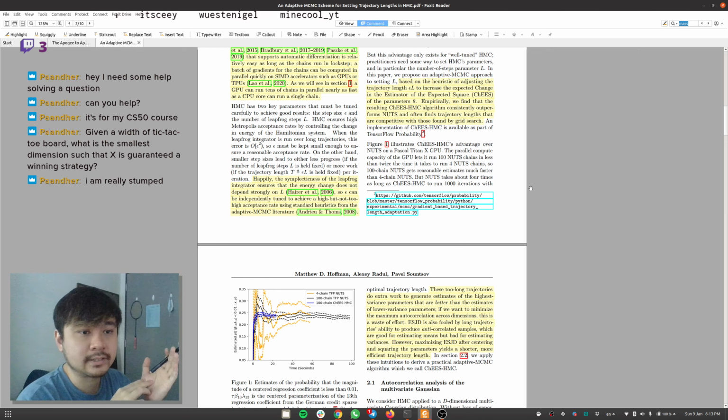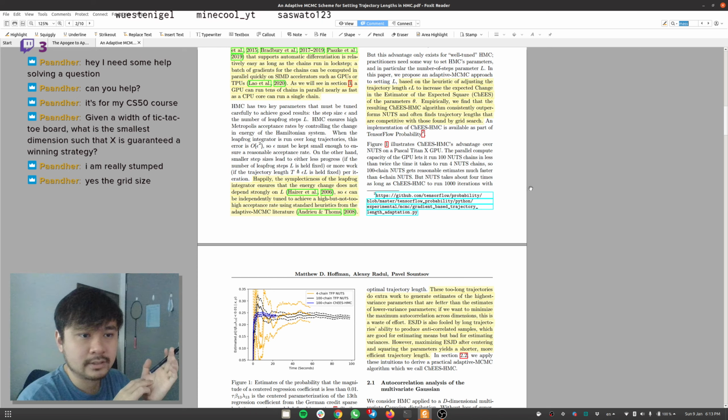So the standard tic-tac-toe is dimension 3. Is that what you're saying? Yes, the grid size. So given the width, when you say width, does the width have any meaning? Doesn't really matter what width, right? Given a width, what does a width mean? Such that X is guaranteed. What does X mean as well? Does X mean first to move, or second to move?